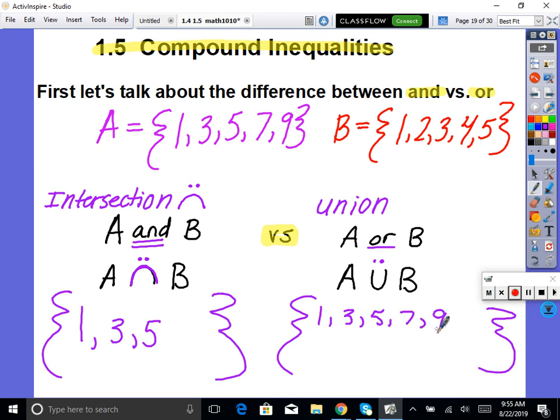Now 1, we're not going to list it again. That's double dipping. We already have 1, they're going to the party. 2, oh, we need to list it. 3, already got it. 4, we need to list it. 5, got it, and check. You guys see how it's uniting them together? Union friendly. Intersection picky. That's important to what we're doing next. Union versus intersection, and versus or. So the first inequalities we're going to solve are the and ones, the picky ones.